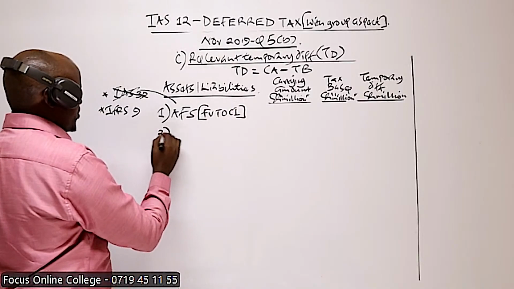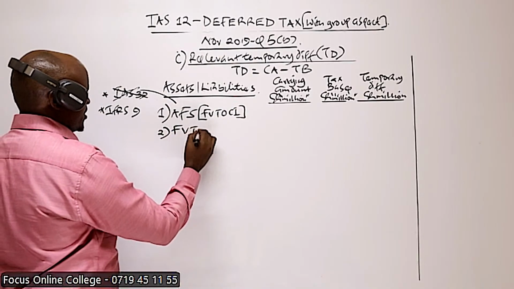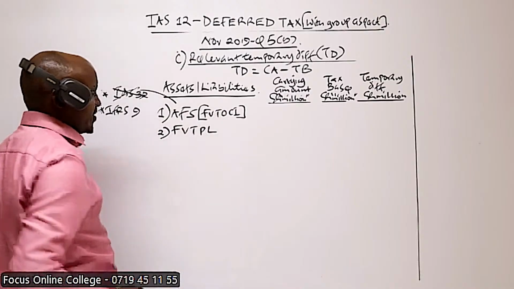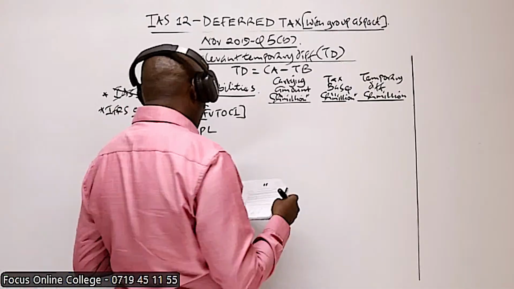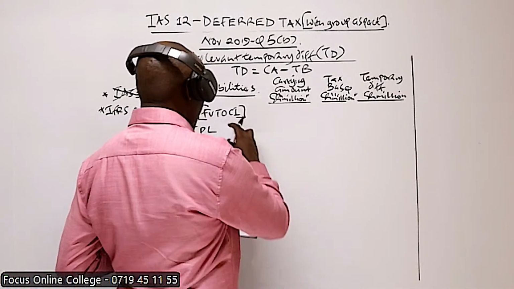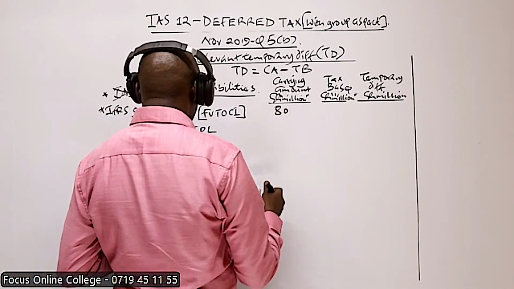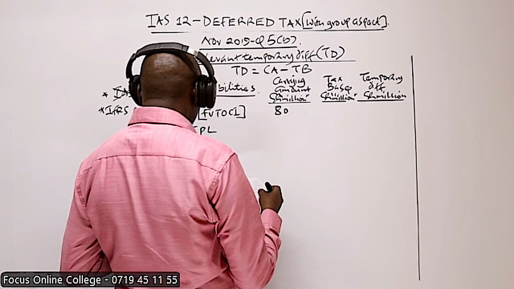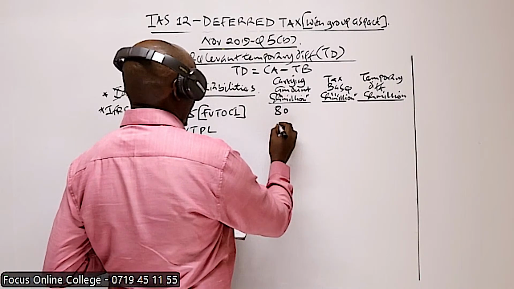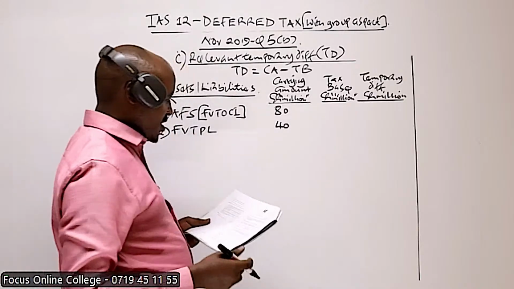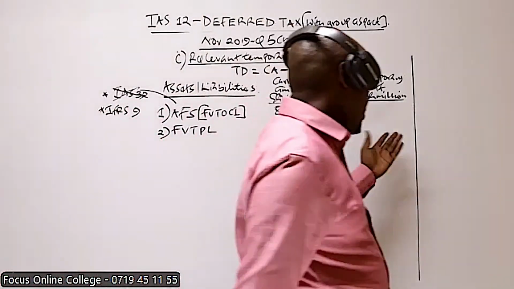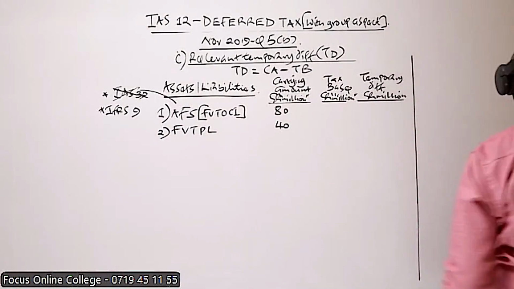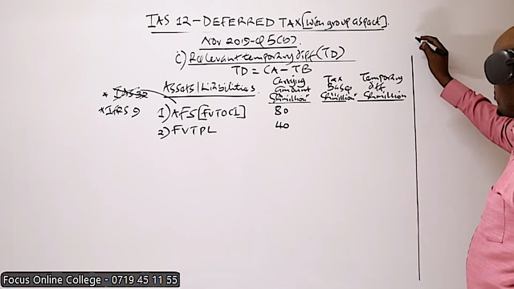Equally in the same point, we have the financial asset at fair value through profit and loss. Now we have their carrying amount. The carrying amount for the first one is 80 million. And the carrying amount for this financial asset at fair value through profit and loss is 40 million. I'll give you some points which are important, which you can also use in answering other questions as we move.